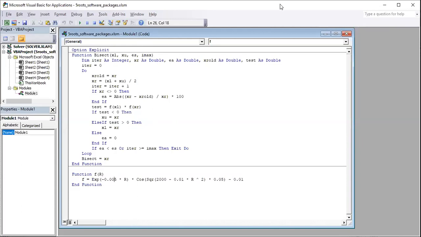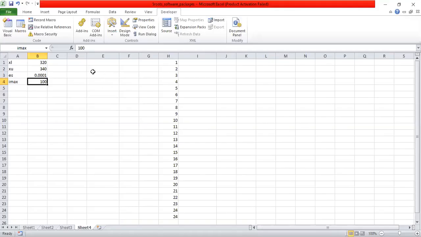When I go back to the Excel worksheet, I will just call the method because I've already written it. The way we call it is equal to bisect, because that's the name of the function: XL, the lower limit, XU, the upper limit, ES, the estimated error, then Imax, the maximum number of iterations. And Excel was able to give us this value. So this is the value of the resistance that solves that particular circuit we are dealing with.